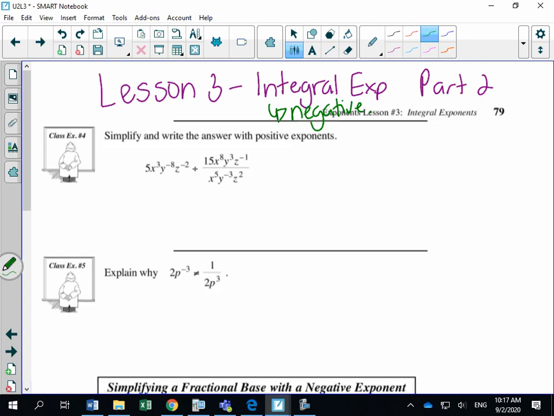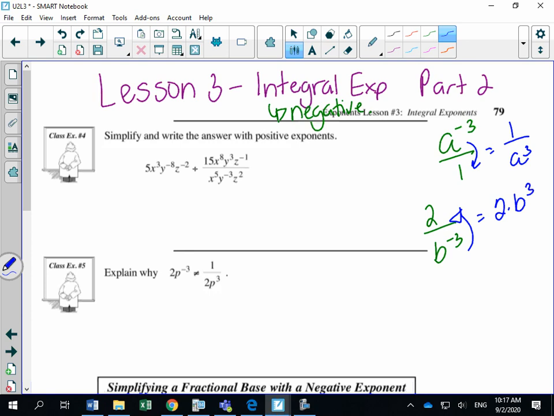Just to do a super quick review of what we did in part 1, if you have a base to a negative exponent, in order to make that exponent positive, you are going to bring it down into the denominator. Likewise, if I had, let's say, 2 over b to the negative 3, if my negative exponent is already in the denominator, in order to make that positive, I would bring that back up to the numerator. So 2 times b to the 3. So just write that down at the top of the page, so that you have a quick review of what we did in part 1.